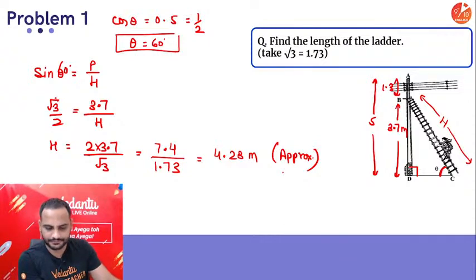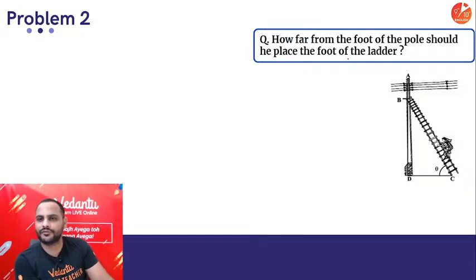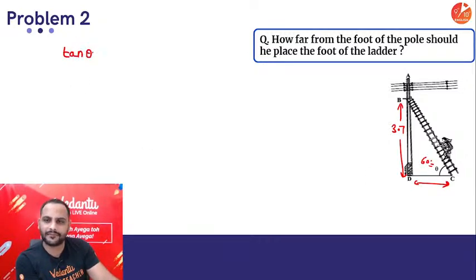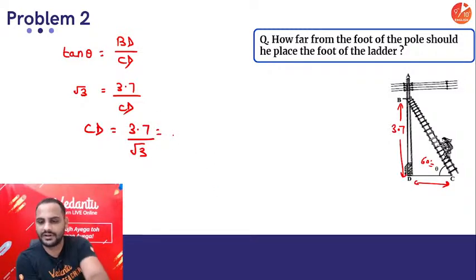Not more difficult. Alright, next what they are asking: how far from the foot of the pole should he place the foot of the ladder? So the foot of the pole is over here, this distance they are asking. Brother, this is 3.7. You know theta is equal to 60 degrees. So you can say tan theta will be equal to BD by CD. Tan 60 degrees is root 3. BD is 3.7, upon CD we don't know. CD will be 3.7 by root 3. Take 1.73 approximately, your answer will be 2.14.